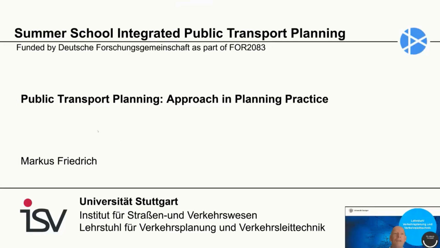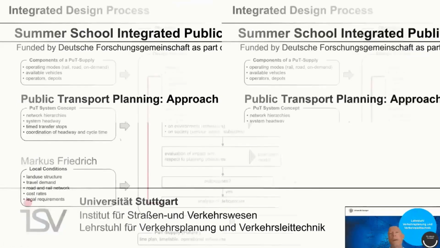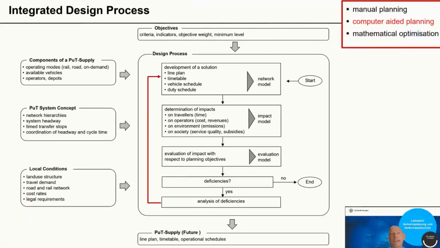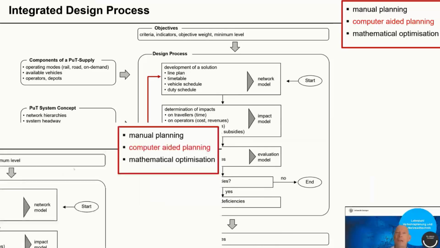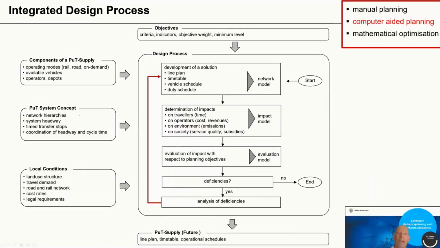I want to start with the same slide which I used yesterday. Here I showed you the design process, and I mentioned the three approaches: manual planning, computer-aided planning, and mathematical optimization. I'm not going to do manual planning because this is difficult to show. Manual planning means we do most of it manually, maybe using some Excel sheet or whatever. I want to show you computer-aided planning.